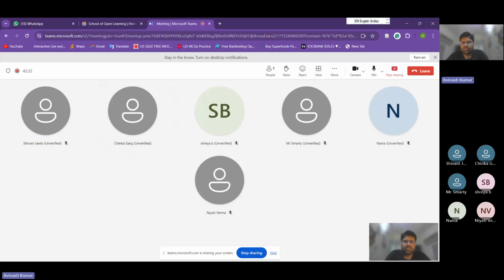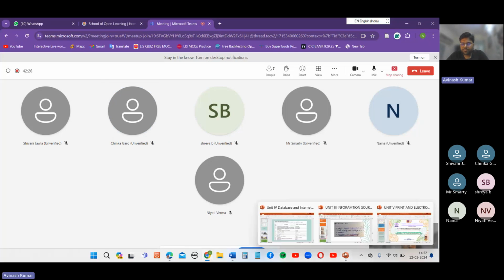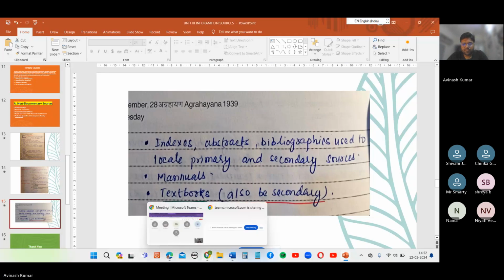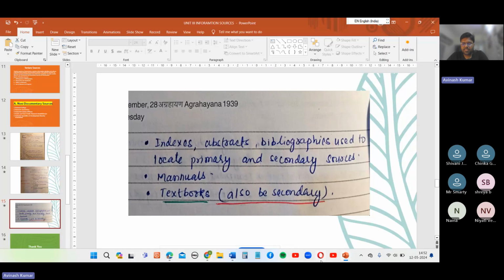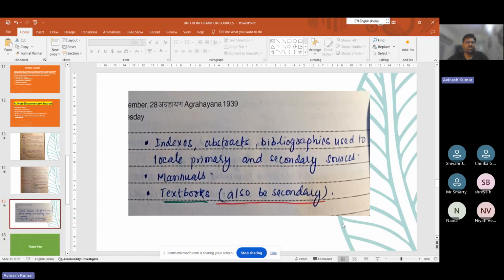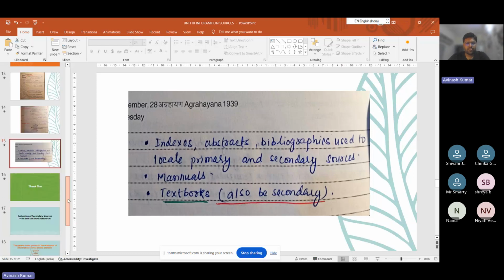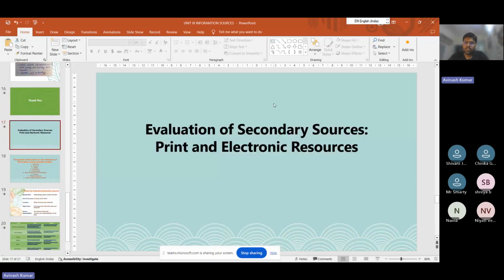Okay. So I will start another topic, because we have very little time and we have to complete the third, fourth and fifth unit. So next one is evaluation of secondary sources.